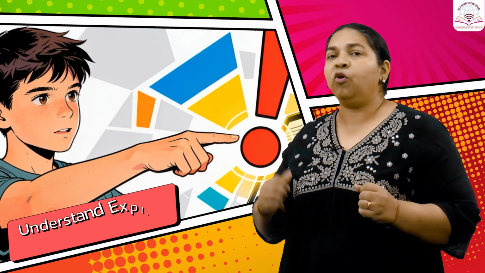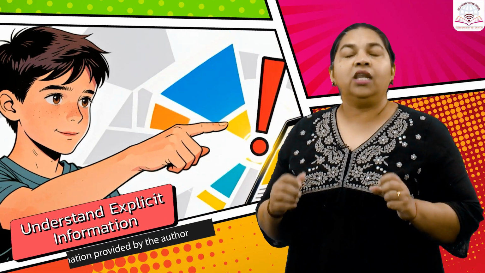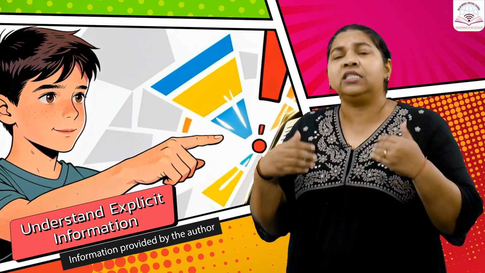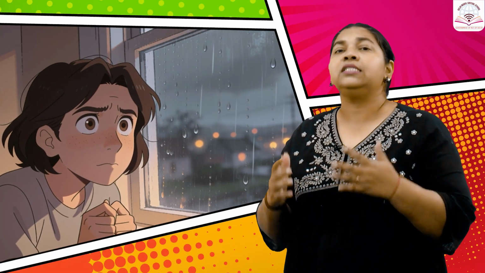Now, the second point is understand explicit information. Explicit information is the information that is provided to you by the author. Imagine you are told that the character is nervous. Now, this is a clue which you don't have to guess or imagine because it's already provided.